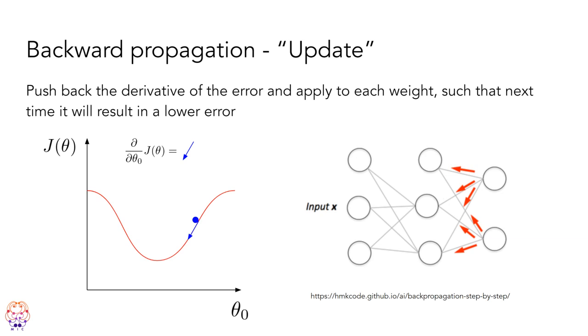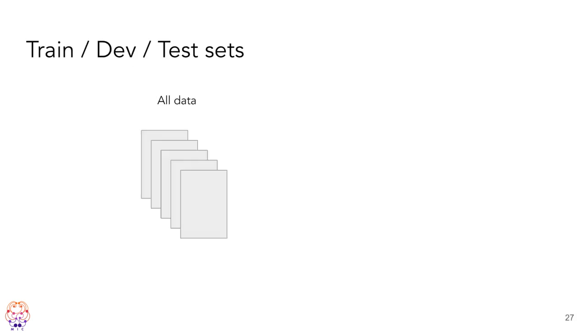Okay. So those are the 3 steps. Forward prop, compute the cost, back prop, make that update.